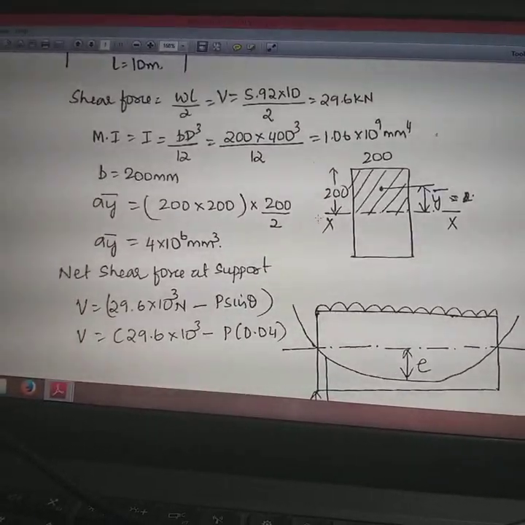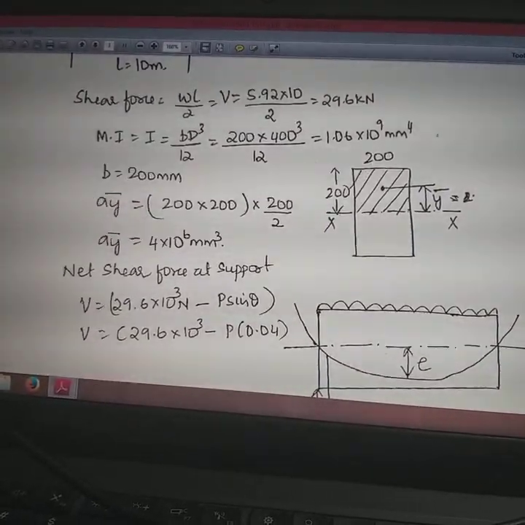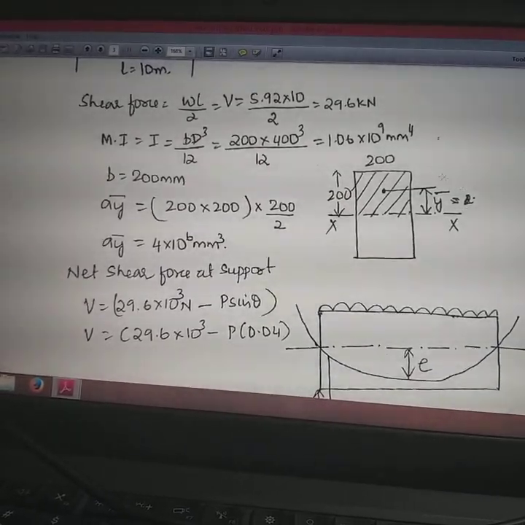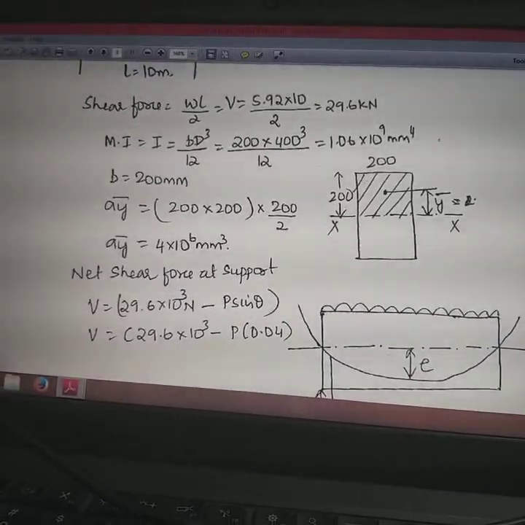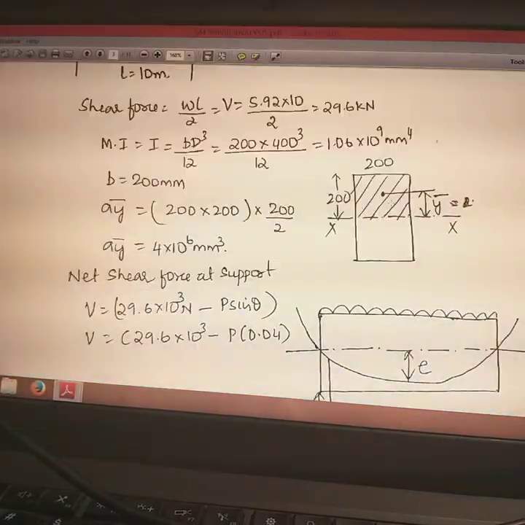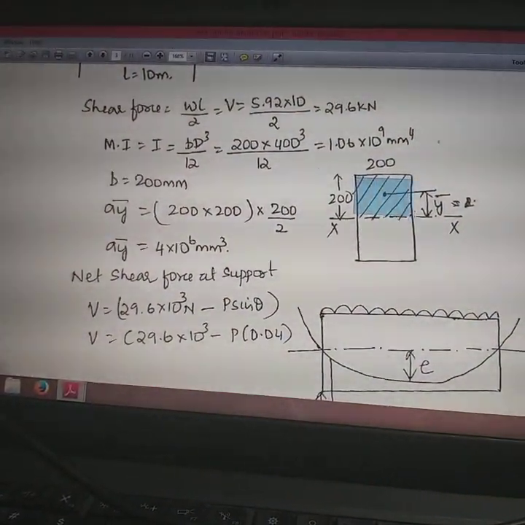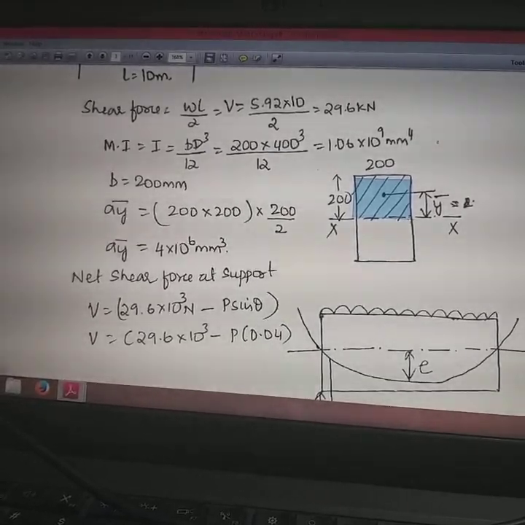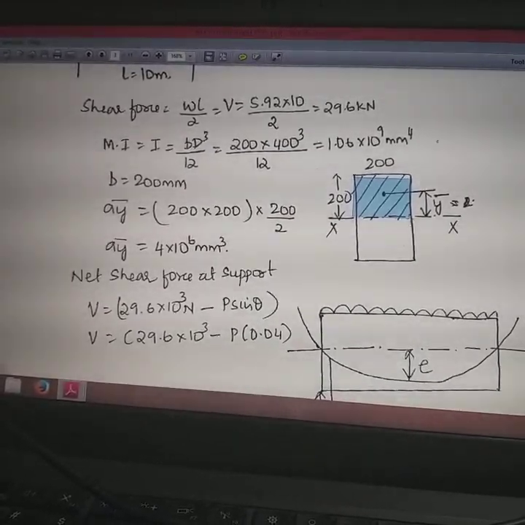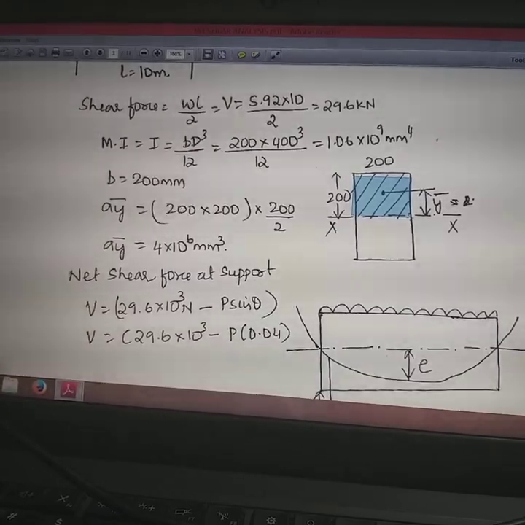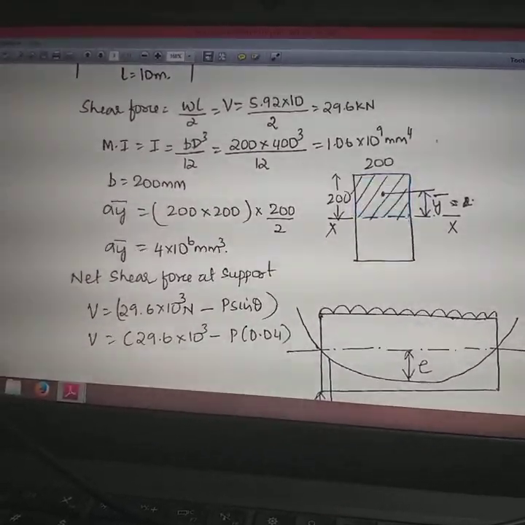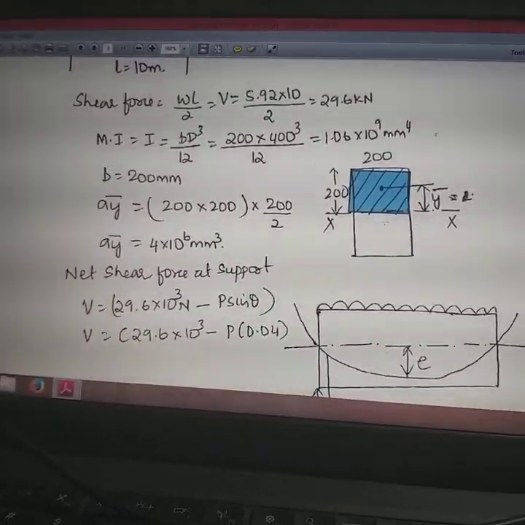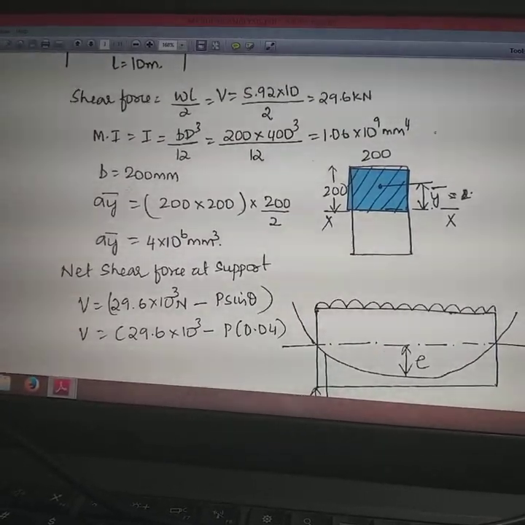The section which is available above the neutral axis is referred to as the uncracked section. So this section is referred to as the uncracked section. For this uncracked section, we are calculating the first moment of area. The first moment of area is given by A into Y bar.